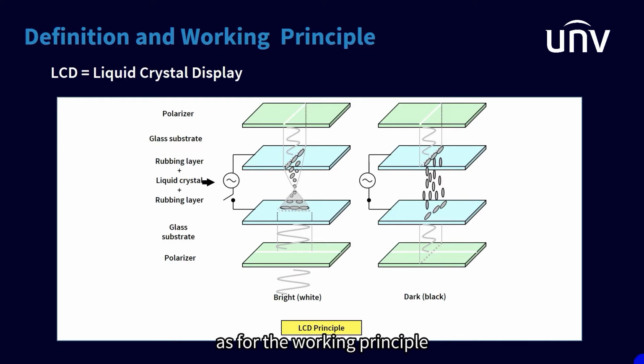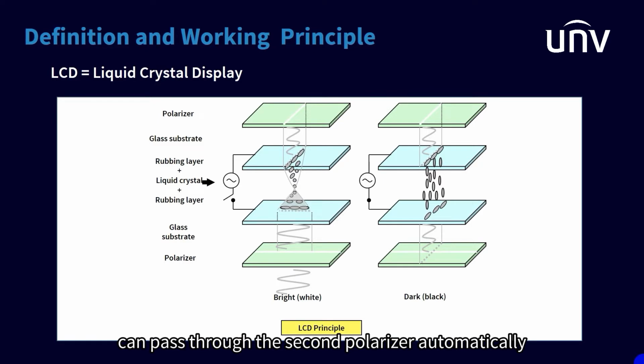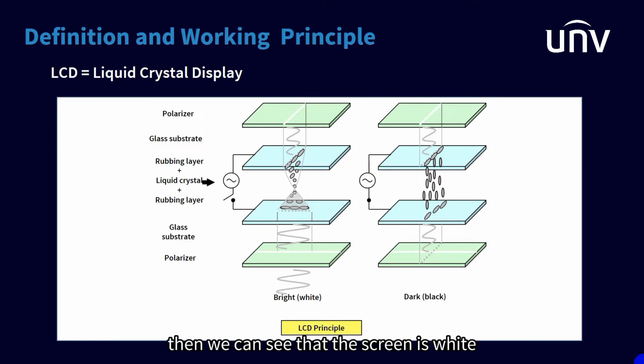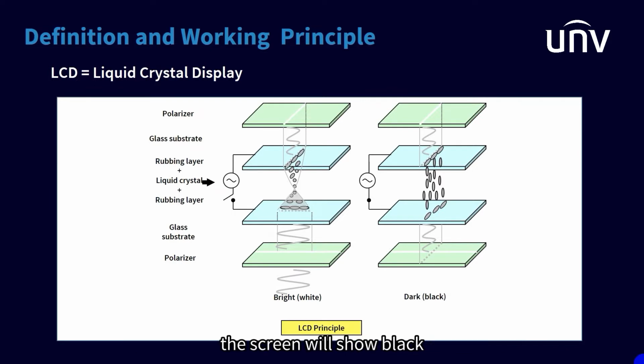As for the working principle, liquid crystal is sandwiched between two sheets of glass. The light passing through the first polarizer, when passing through the liquid crystal layer, will change along the twist of the liquid crystal molecules into light of the horizontal direction, then the light can pass through the second polarizer automatically. Then we can see that the screen is white, which means that if the light passes through the second polarizer, you will get a screen displayed in white. If the light can't pass through the second polarizer, the screen will show black.